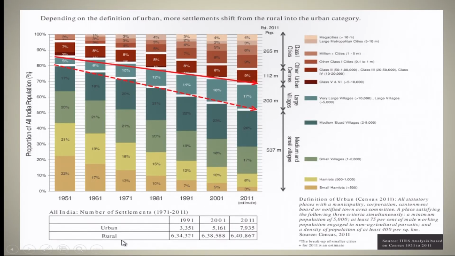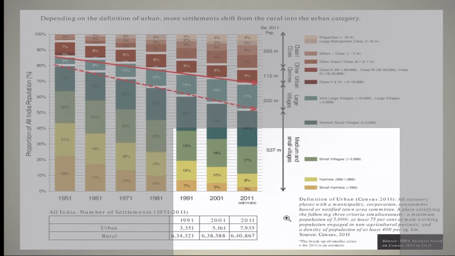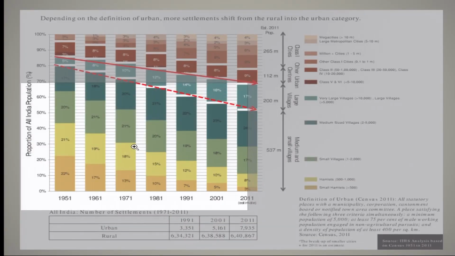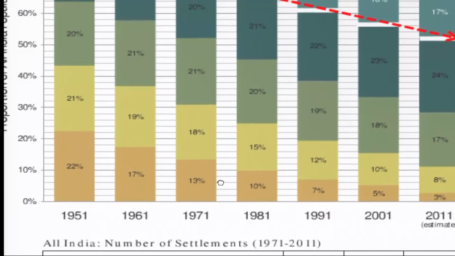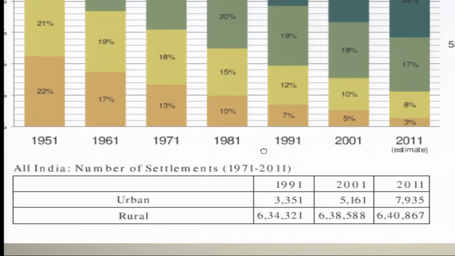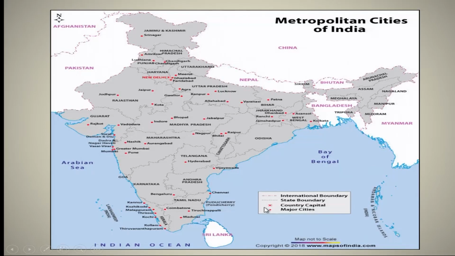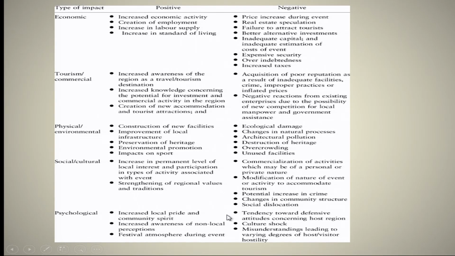Depending on the definition of area, more settlements shift from rural population to urban category. You will find it year wise. I have given you all the proportion of people settlement year wise according to the areas. See the metropolitan cities of India. The map of India shows how all these have become very, very populous cities. Let's see what are the effects of urbanization.